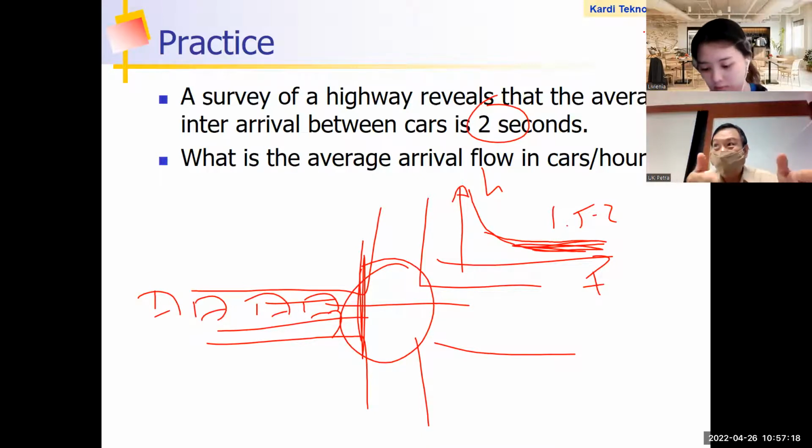We will calculate the delay very soon. First, I will talk about the arrival and then the service, and then I will talk about delay and the queuing line. This is exactly what we will discuss today. Very good question. Yeah, ahead of time.